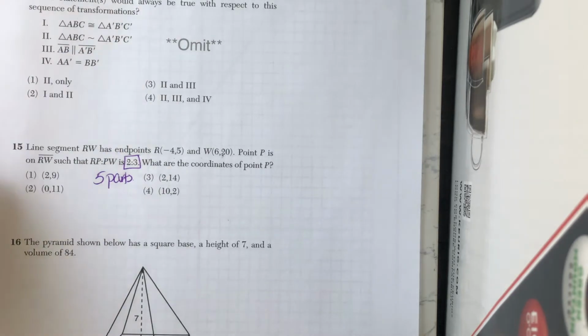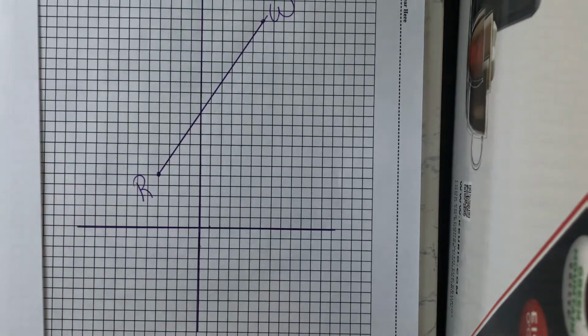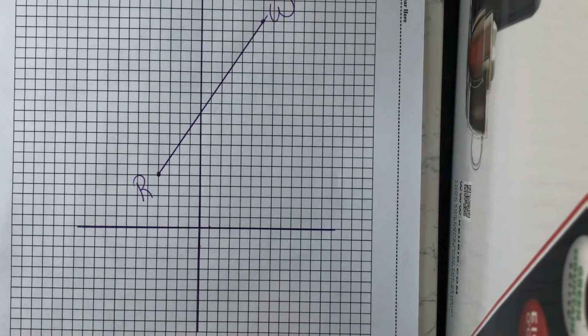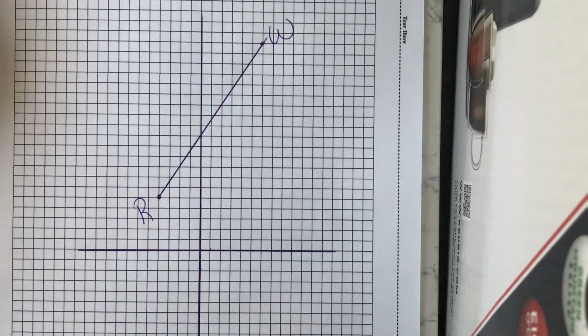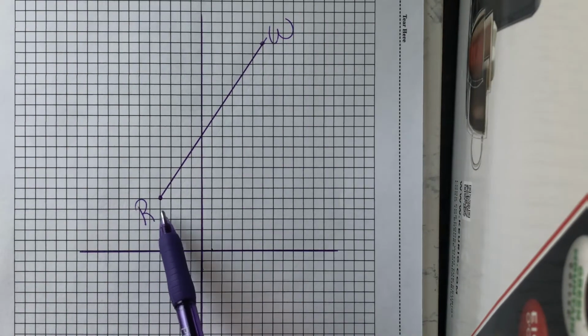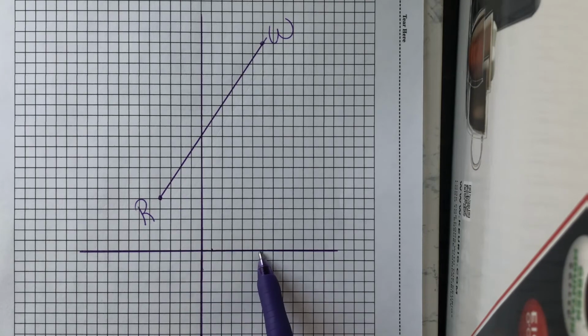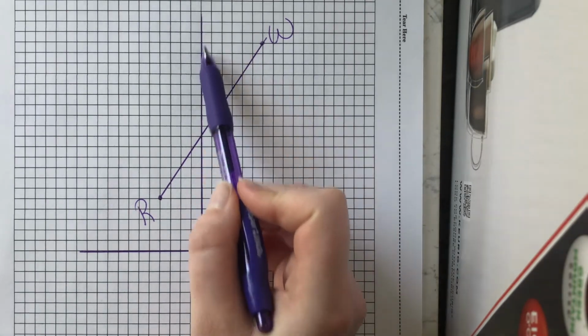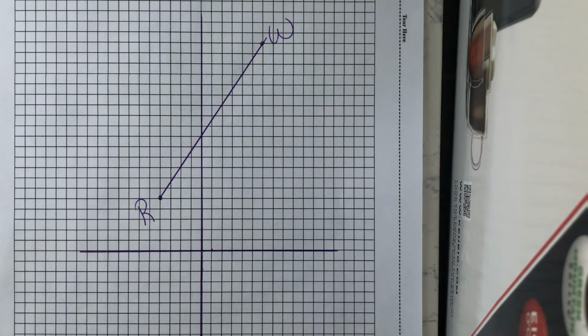All right, so I already went ahead and I graphed that line segment RW. Let me move this down just a smidge so I can see that R has the coordinates (-4, 5), and I know that W has the coordinates (6, 20). All right, you're gonna have to create your own graph. I suggest starting somewhere in the middle because again, that Y point of 20 is kind of high. You're gonna need a longer Y axis for this question.